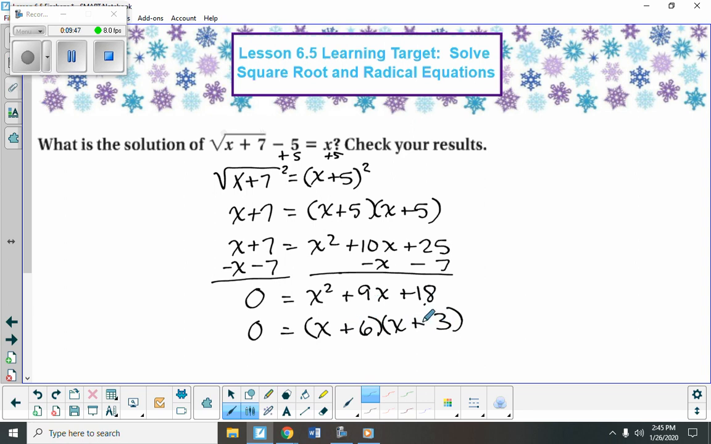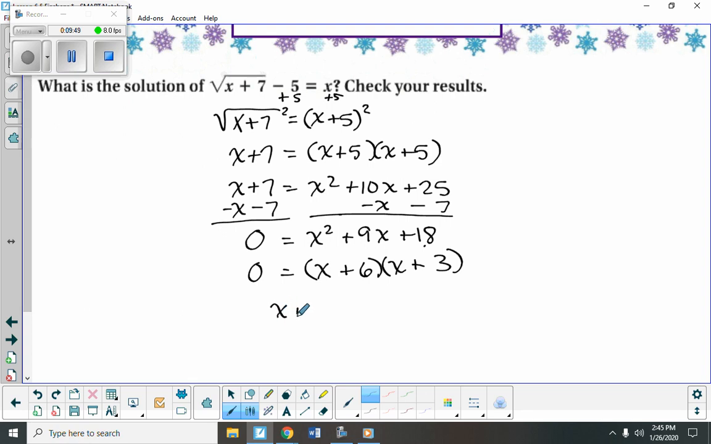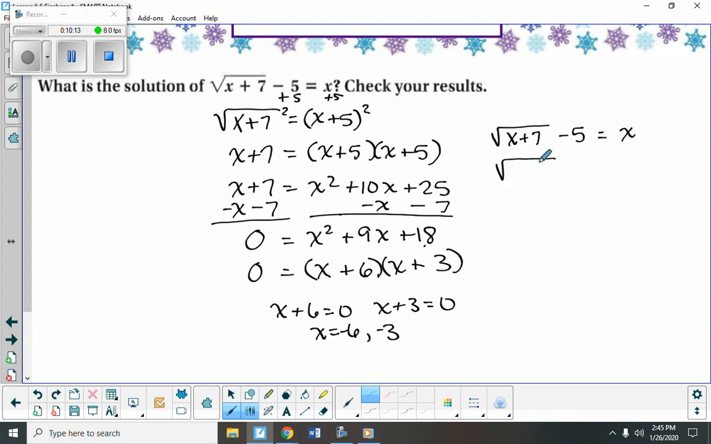And then, if you'll recall, we set each of those factors equal to 0. So x equals negative 6 and negative 3. And then we need to substitute that back in to our original equation. So that was x plus the square root of x plus 7 minus 5, and see if that equals x. So when we substitute in a negative 6, that'd be negative 6 plus 7 minus 5. And we want to know, does that equal a negative 6?